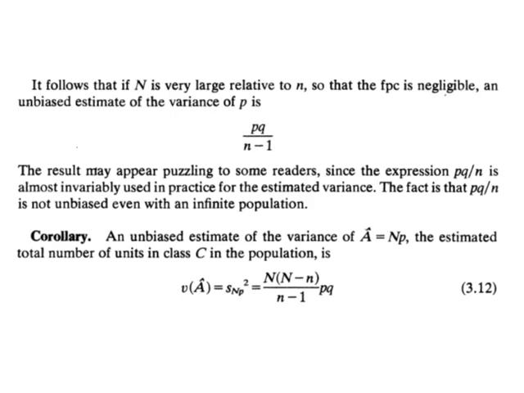So we get this result: an unbiased estimate of the variance of A hat equal to capital N times p, the estimated total number of units in class C in the population, is the variance of A hat, equal to S squared N p, equal to capital N times N minus small n over n minus 1 times p q.